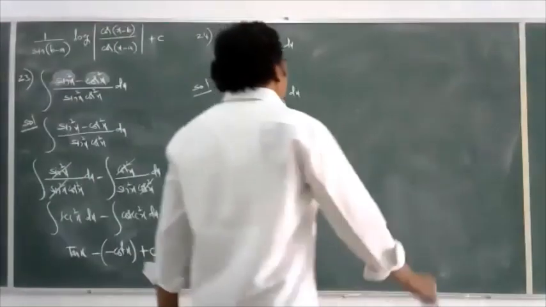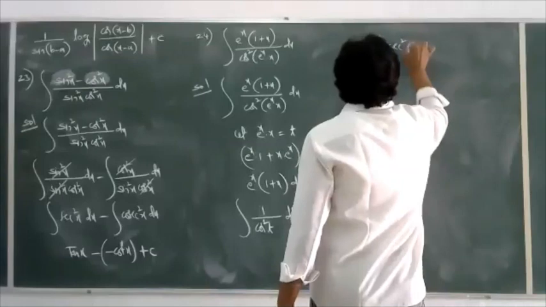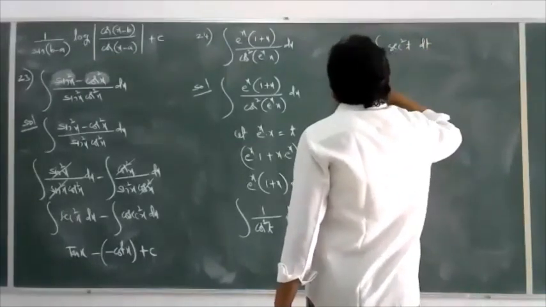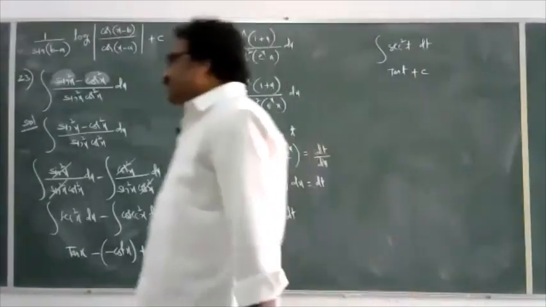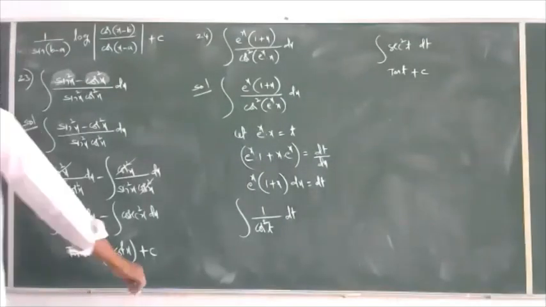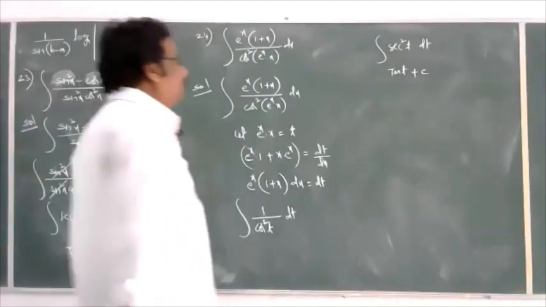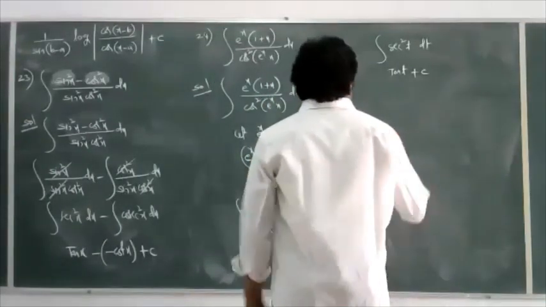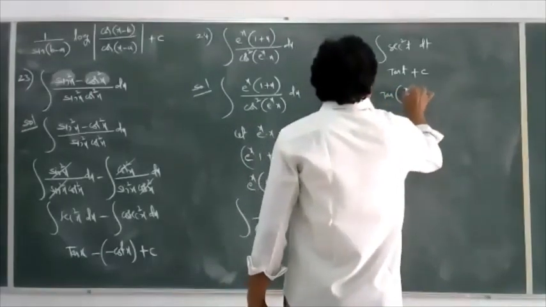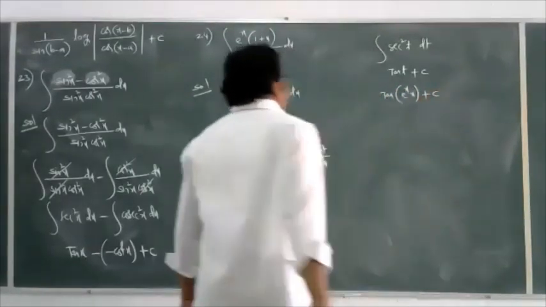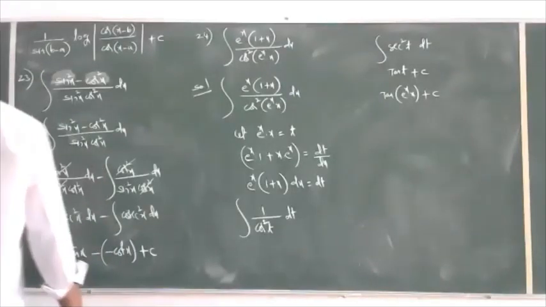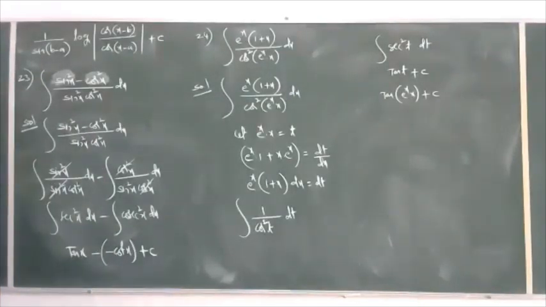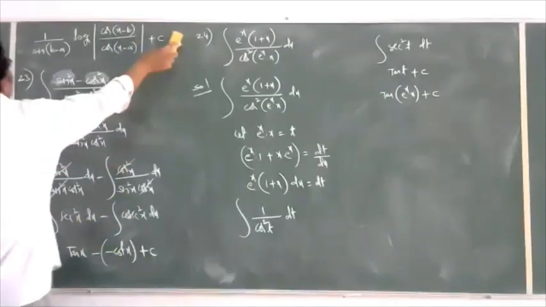So 1 by cos square t is secant square t, integral secant square t dt. Integration of secant square t is tan t plus c. What is t here? x into e power x. That is tan of (e power x into x) plus c. That's completing the 7.3.